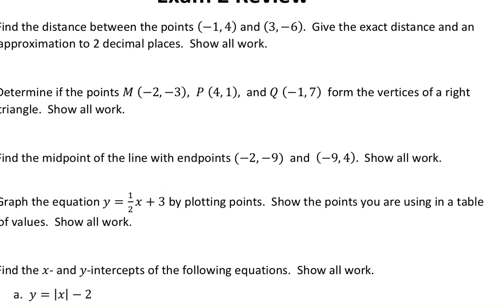So for problem number 1, we're asked to find the distance between 2 points. We're going to give the exact distance and an approximation to 2 decimal places. So for this, we're just going to use the distance formula of d equals square root of x2 minus x1, which would be 3 plus 1 since it's 3 minus -1, squared plus y2 minus y1 squared.